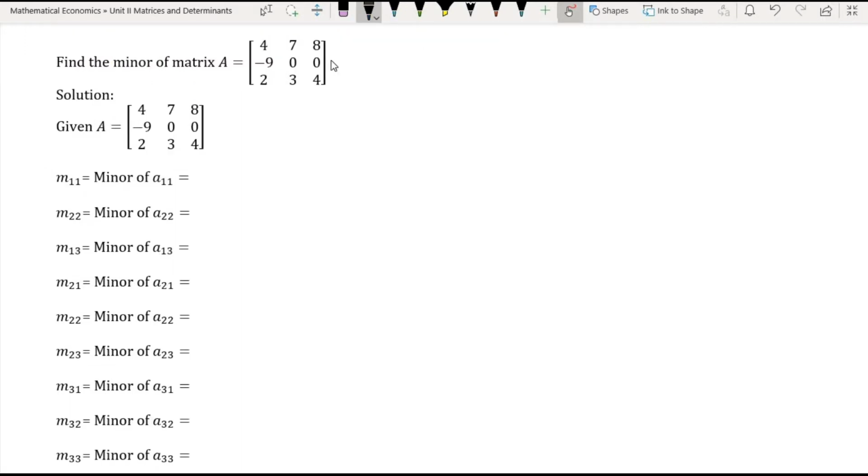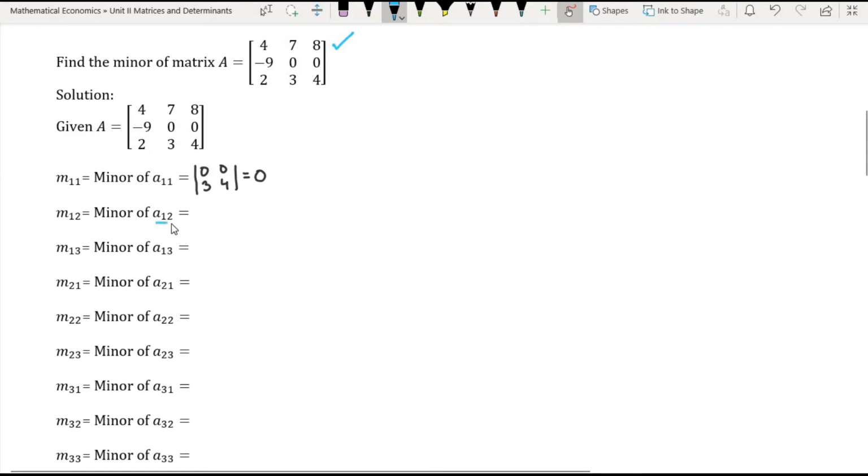Let us find the minor of the given matrix A, which contains certain elements. The minor of A11, that is element 4, denoted by M11, is obtained by deleting the row and the column in which element 4 is present. On deleting the row and the column, we are left with elements 0, 0, 3, 4. 0 times 4 equals 0. 3 times 0 equals 0. Therefore, the minor of the element A11 equals 0.